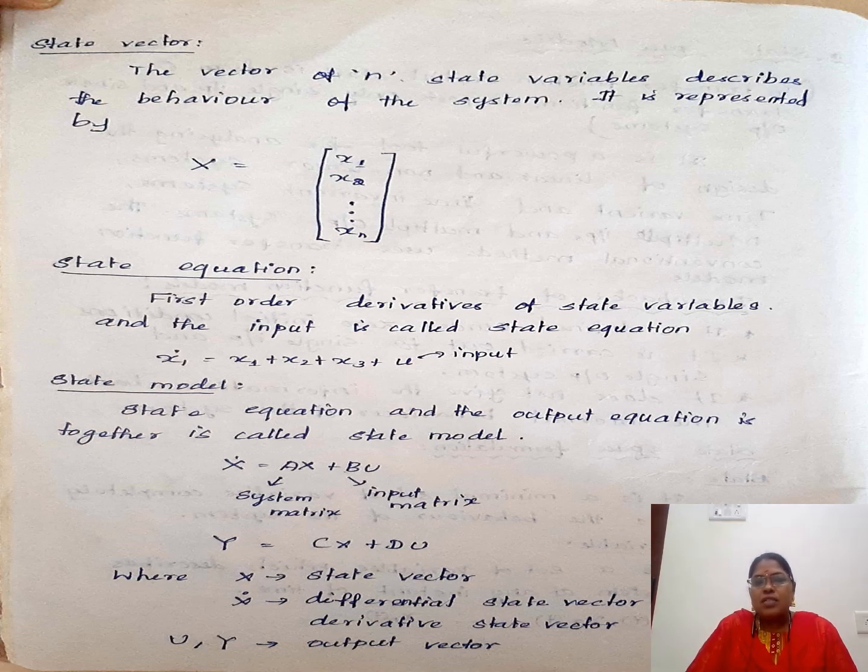The state model is nothing but the state equation and the output equation together. So the state model has the state equation, which is the first order derivative, and the output equation, the y equation. Combined together we call it the state model. I can represent it as x dot equal to Ax plus Bu, where A is the system matrix and B is your input matrix. Similarly, we can represent the output equation y.